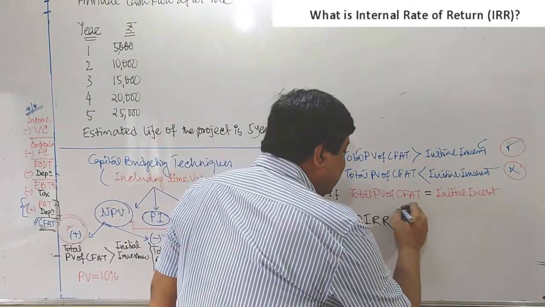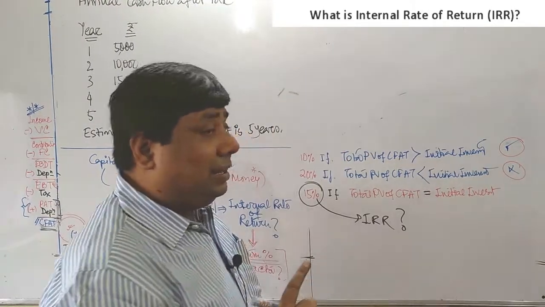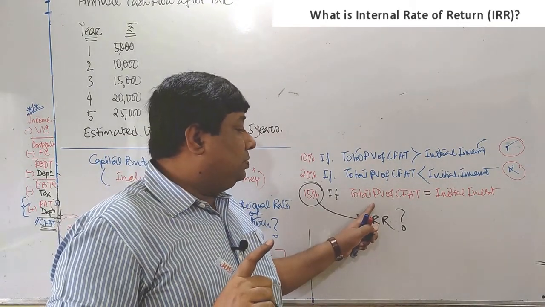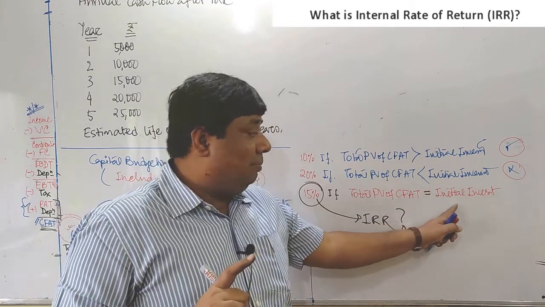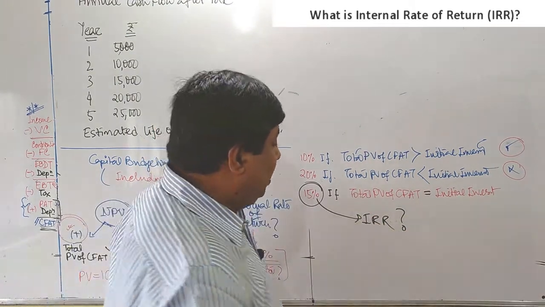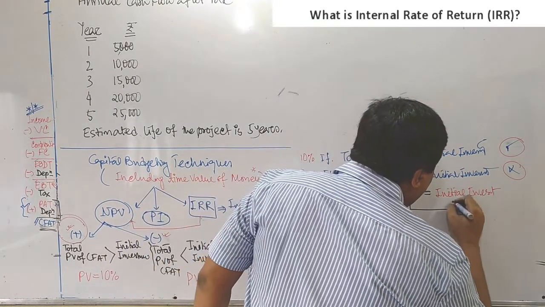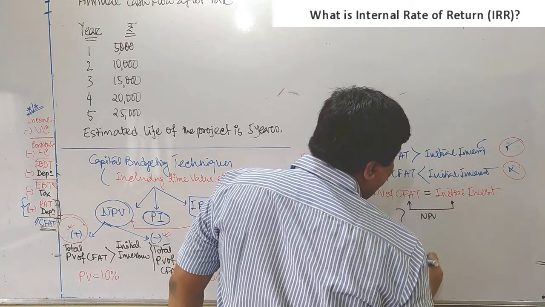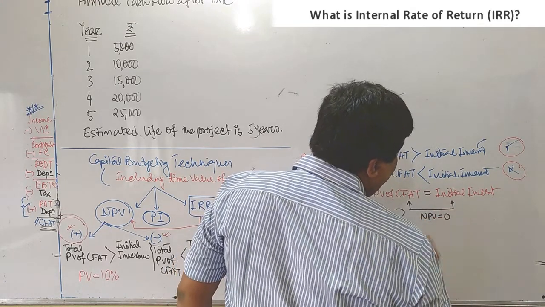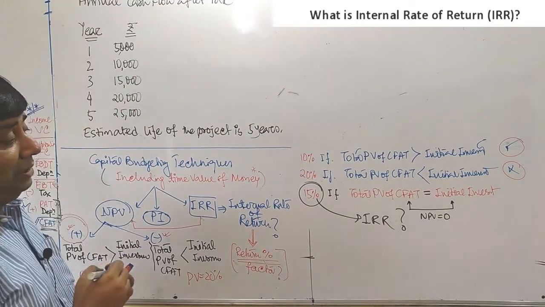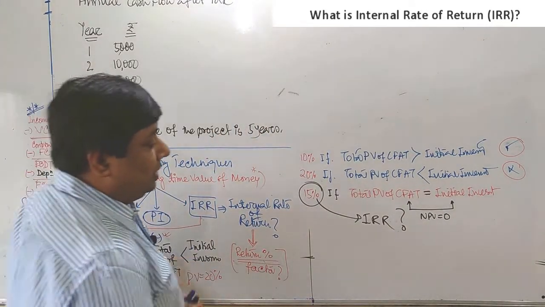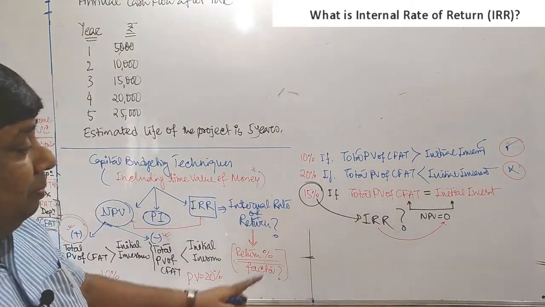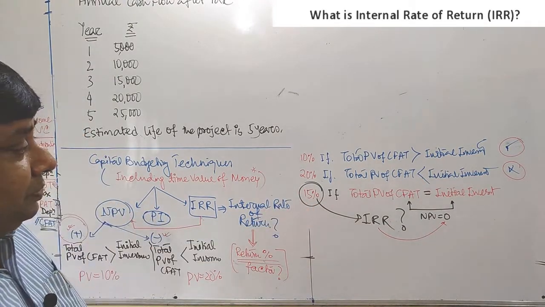Then in simpler sense I can say, what is IRR? IRR is that PV factor which results in your total PV of CFAT of a project being just the same as your initial investment. And when your total PV of CFAT is the same as your initial investment, that can be easily represented as NPV equals 0. Then you can also say IRR is that PV factor which results in 0 NPV. That is the basic logic of IRR.